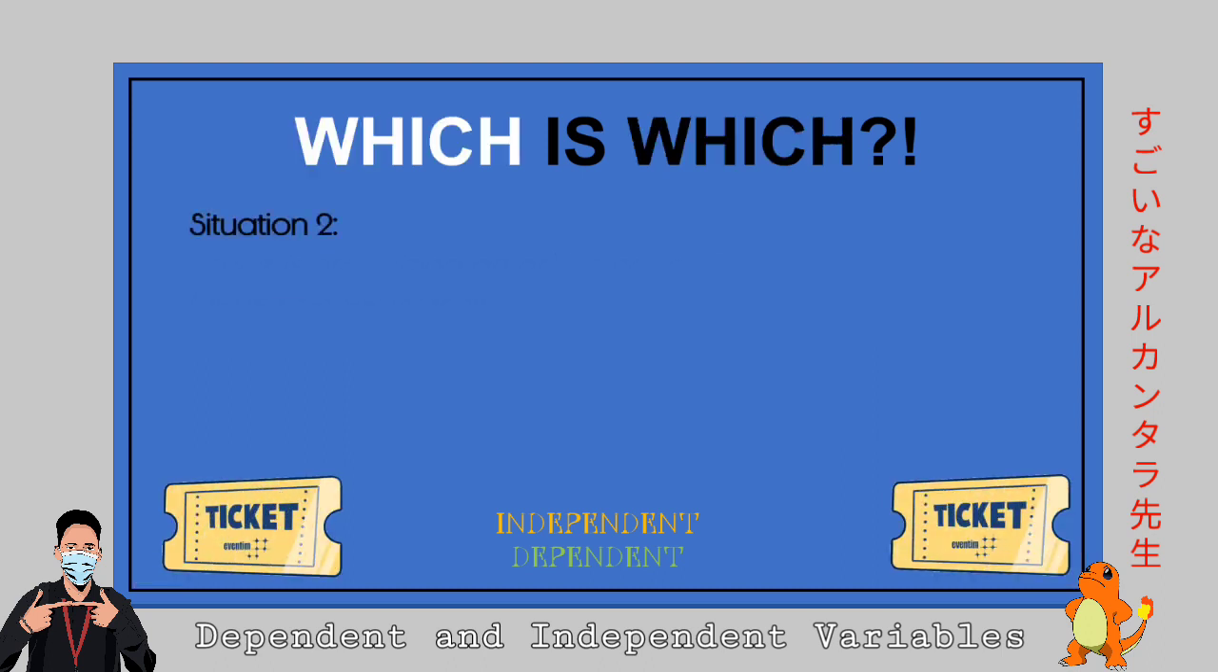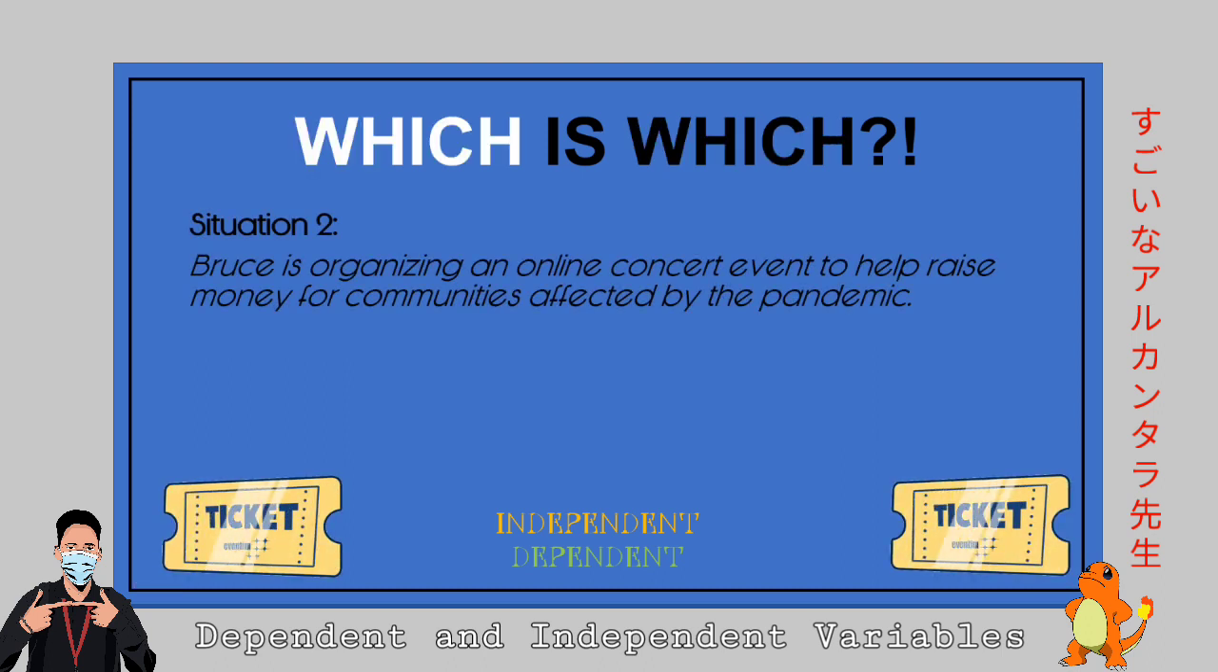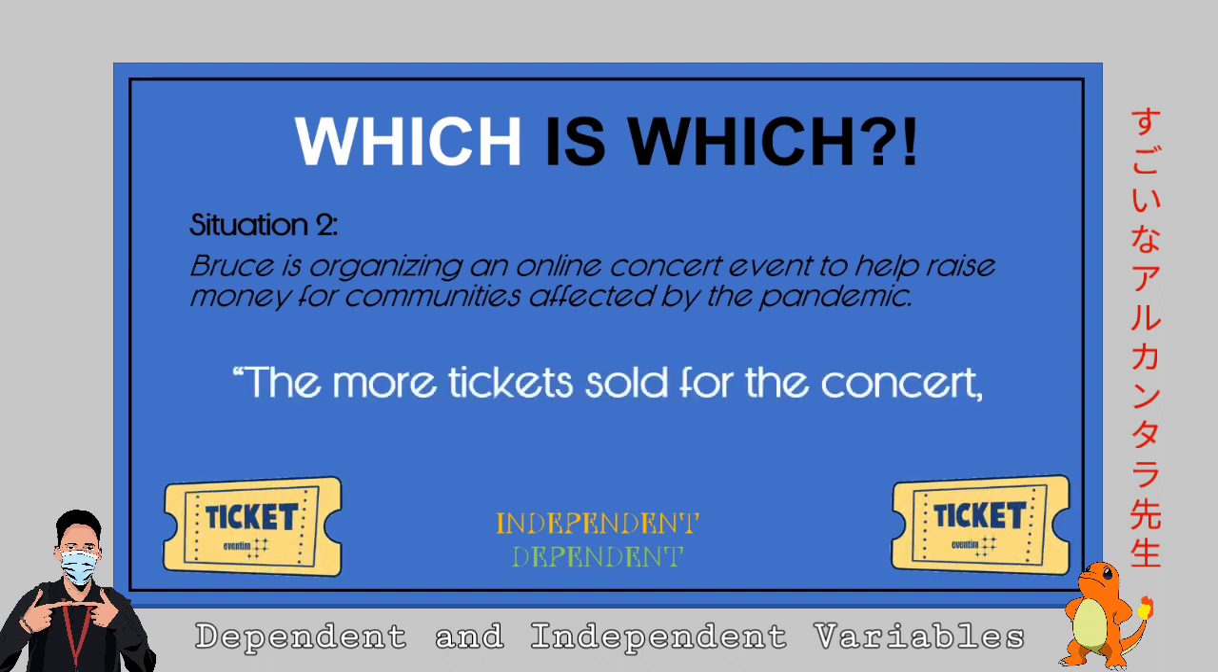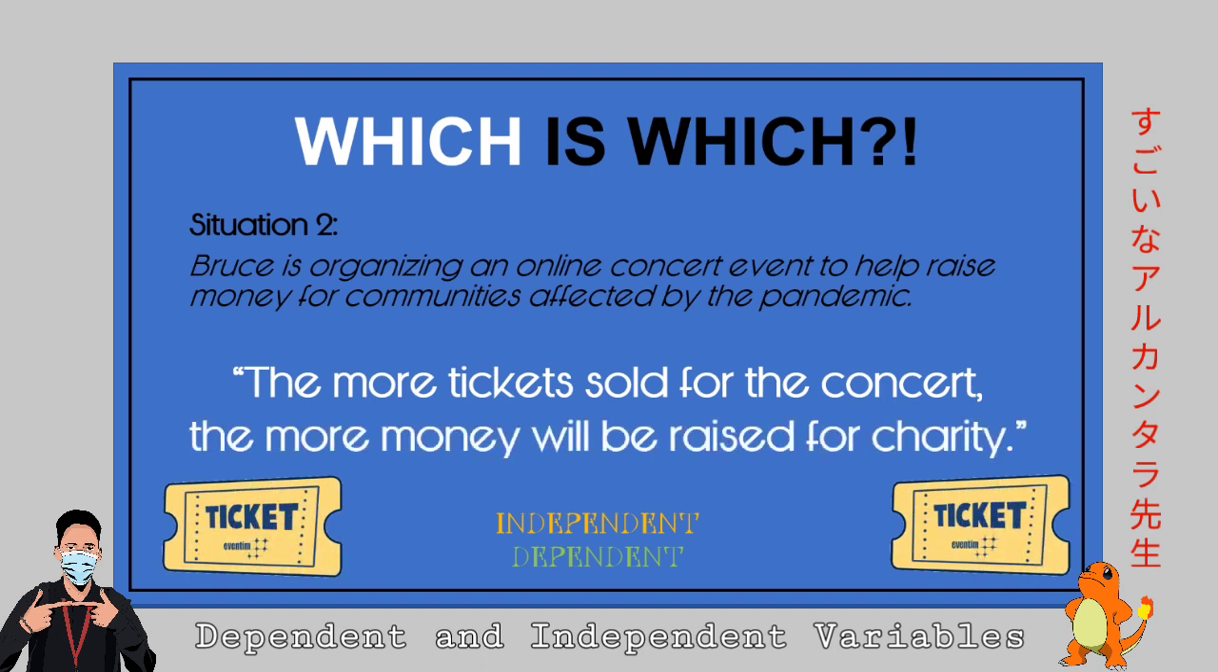Next, let's say that we have here, Bruce is organizing an online concert event to help raise money for communities affected by the pandemic. So the more tickets sold for the concert, the more money will be raised for charity. We can say immediately that the more tickets sold for the concert will be our independent variable, and the more money raised for charity is the dependent. As you can notice with our first 2 examples, it's the money that is our dependent variable. It's not the tickets that depend on the money. It's the money that depends on the amount of tickets that will be sold. Okay? I hope that makes that clear.